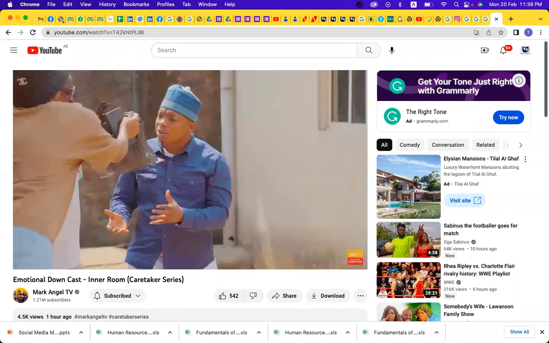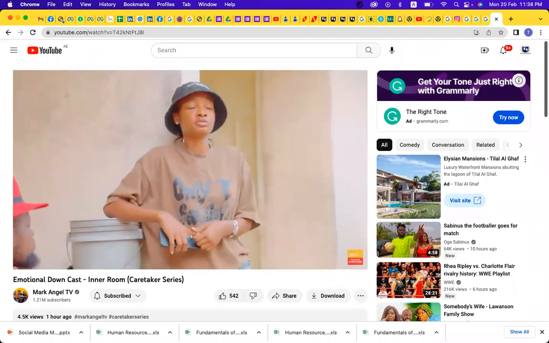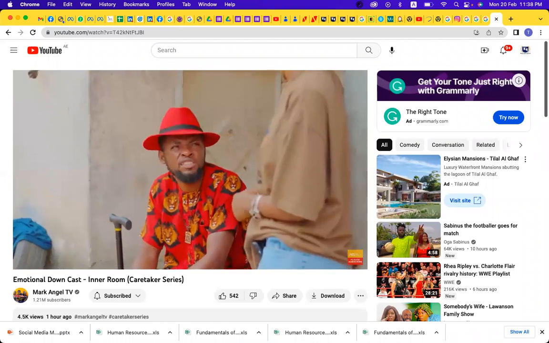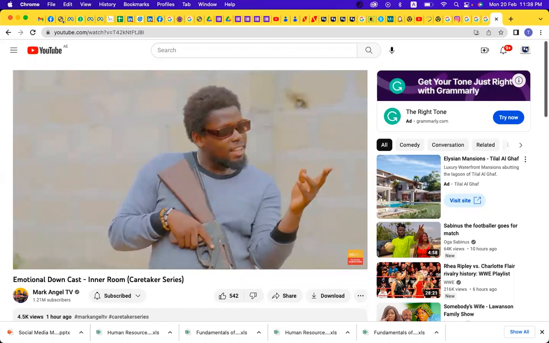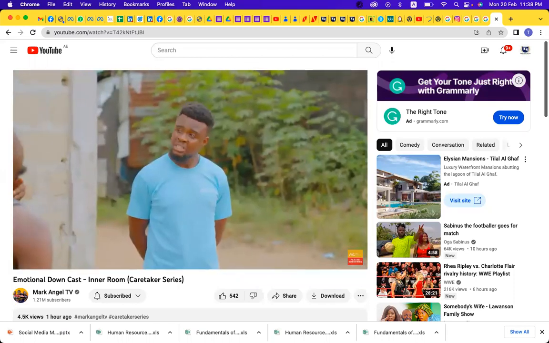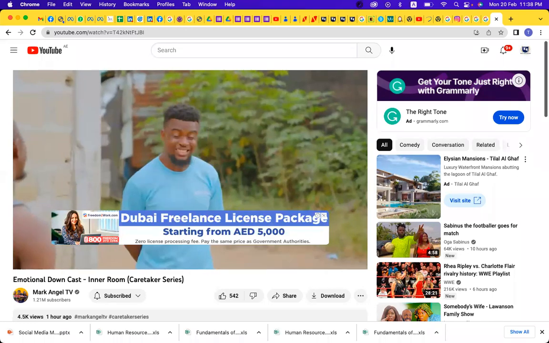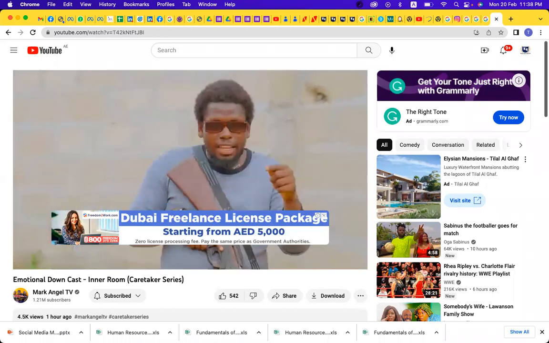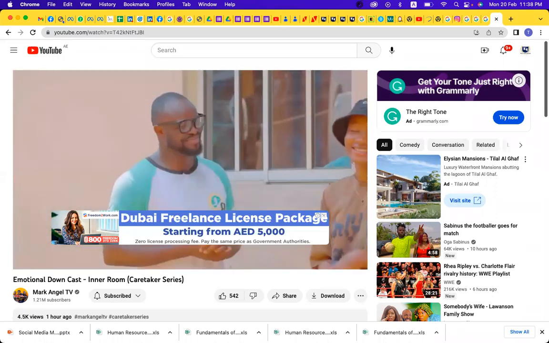Then we have what we call a bumper ad. Bumper ads are those kinds of ads which interrupt you while you're watching a video. There are ads which always begin at the beginning of your video, and there are ads that interrupt you in the middle of your video. Those that pop up in between are known as bumper ads. So that is what a YouTube ad is.